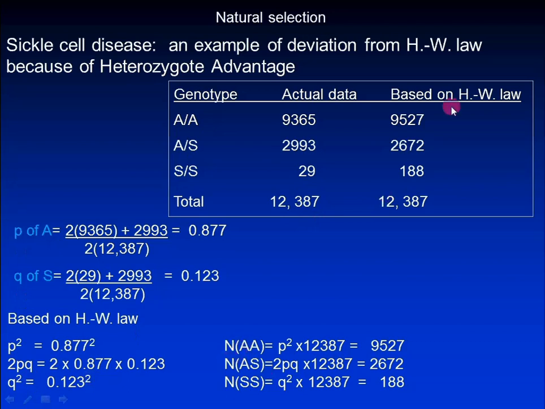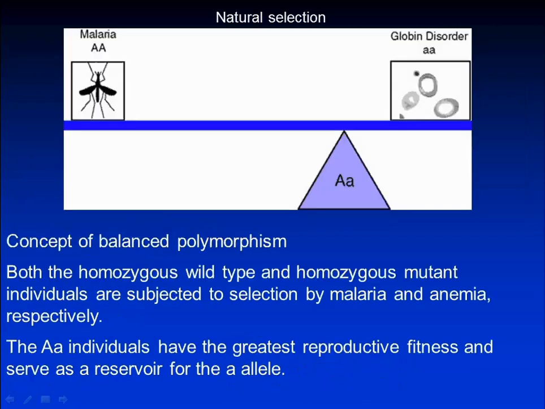As shown in this table, the actual number for heterozygotes is much higher than predicted. Homozygous wild-type individuals are subject to selection by malaria. Homozygous mutant individuals are subject to selection by anemia. Heterozygotes have the greatest reproductive fitness and serve as a reservoir for the mutant allele.